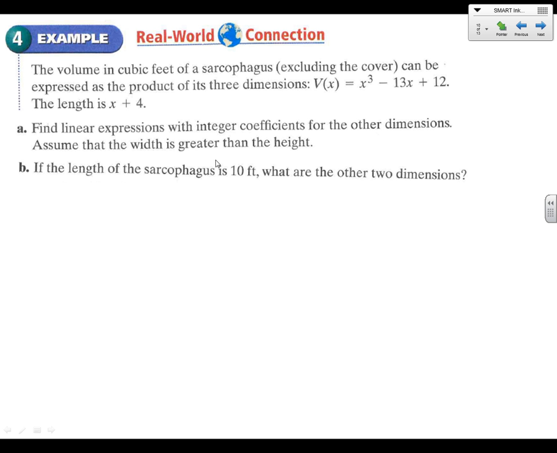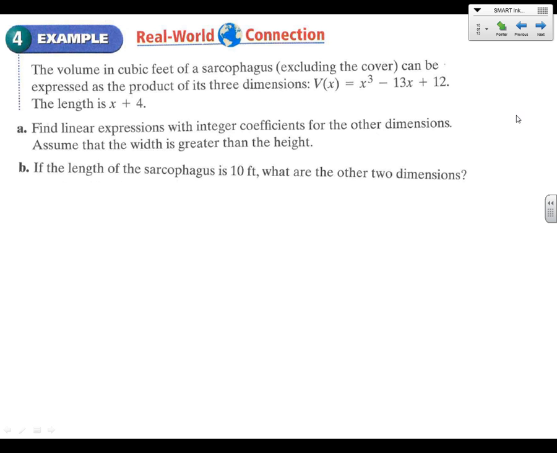All right, real world word problem here. The volume in cubic feet of a sarcophagus, wow, excluding the cover, can be expressed as the product of its 3 dimensions. The 3 dimensions end up with this as your volume. X cubed minus 13x plus 12. The length is x plus 4. Let's find the linear expressions with integer coefficients of the other dimensions. Assume that the width is greater than the height.